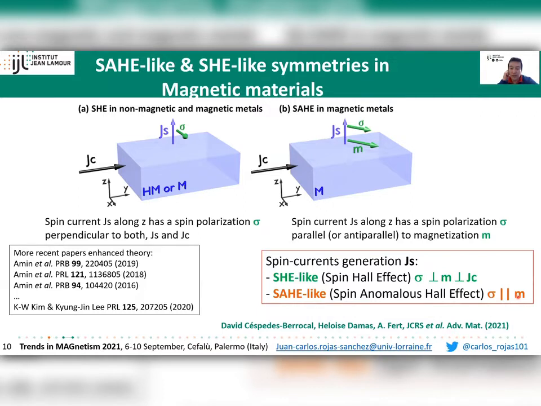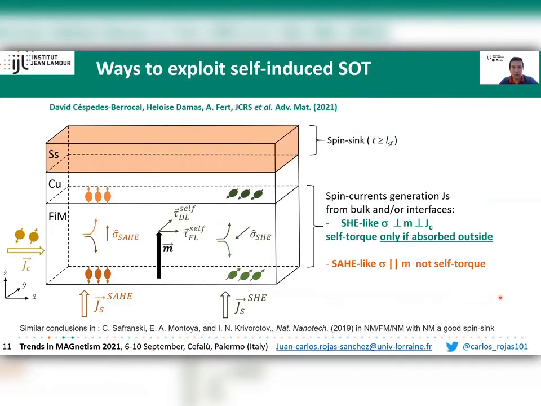And so we can straightforwardly see that this symmetry cannot produce a self torque on its own magnetization, because they are both parallel. So we can summarize here: we have this symmetry of self production of spin current, the spin anomalous Hall effect. This cannot exert a self torque, no way, because they are parallel. And the other symmetry that we call the spin Hall effect, in this case, we may produce a self torque, but the condition is that the spin current emitted from this magnetic or ferrimagnetic material is absorbed outside. And for that, the condition is to have a good spin sink layer.